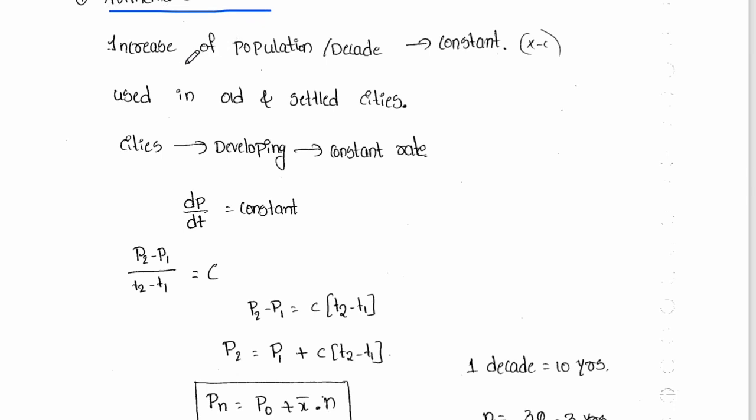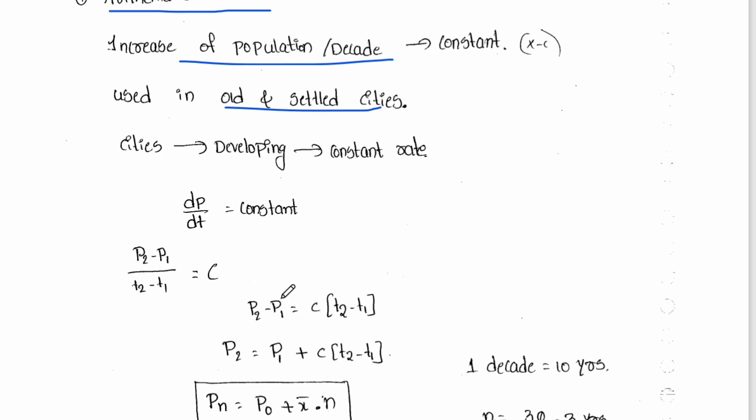We use it whenever the increase in population per decade is constant. In well developed cities, the population growth year by year is at a constant rate, because they are already well developed. In some newly developed cities, exponential growth takes place, because a lot of people come to the city searching for jobs or business. But in well developed cities the population growth is at a uniform rate, so in that case we can use the arithmetic rate method. It is mainly used in old and settled cities.